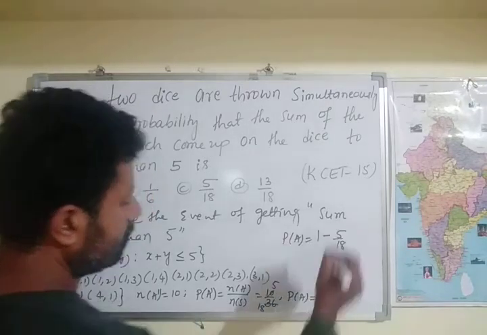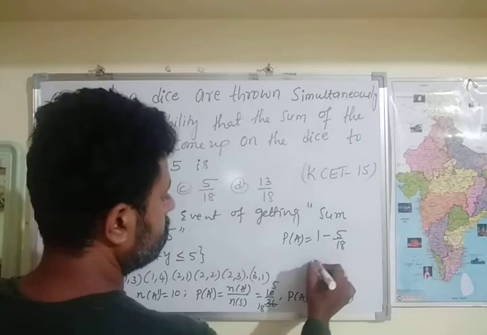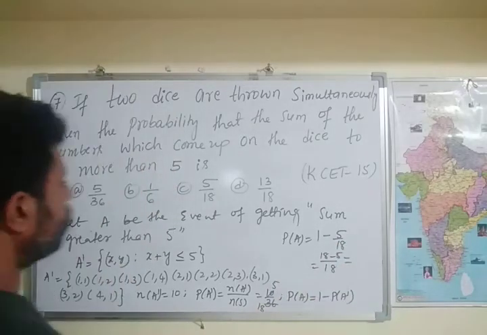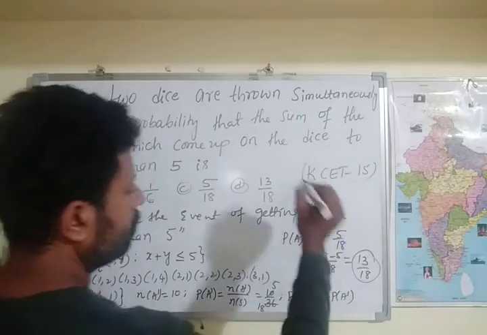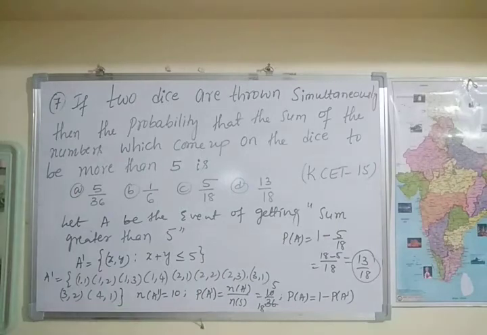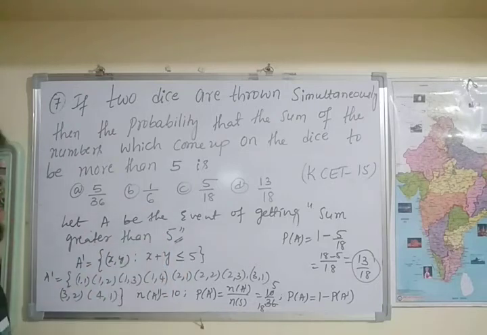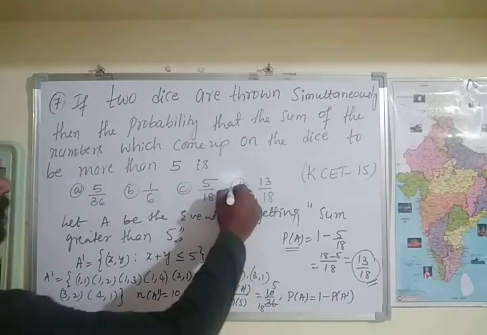Or you can consider 10 by 36. Now here 5 by 18, take LCM 18. 18 minus 5 is equal to 13, so 13 divided by 18. Let A be the event of getting sum greater than 5. The probability of that result is 13 divided by 18. Option B is correct.